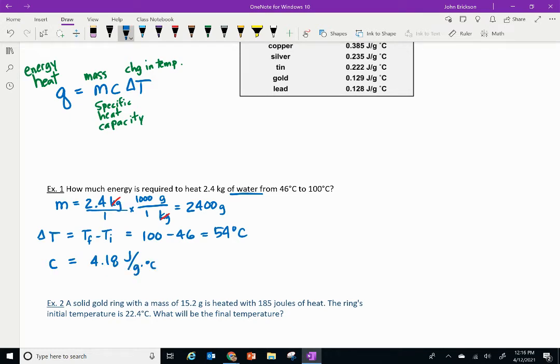Notice the units include joules, grams, and degrees Celsius. It's joules per gram degree Celsius. So then we put all this together in our calorimetry equation, Q equals MCAT. So Q will equal 2,400 grams times 4.18 joules per gram degree Celsius times 54 degrees Celsius, our temperature change.